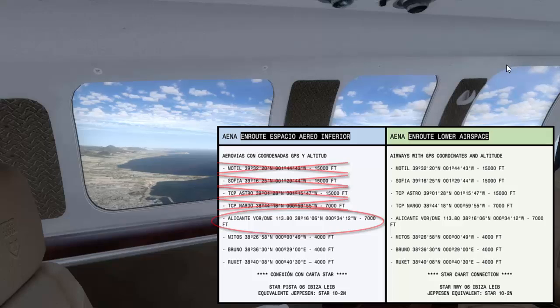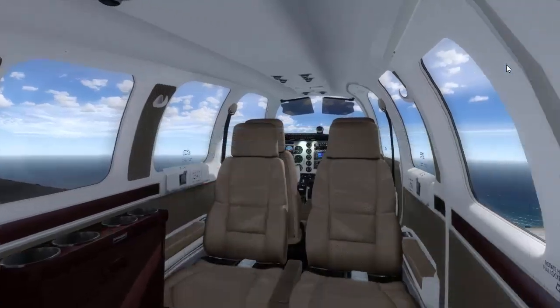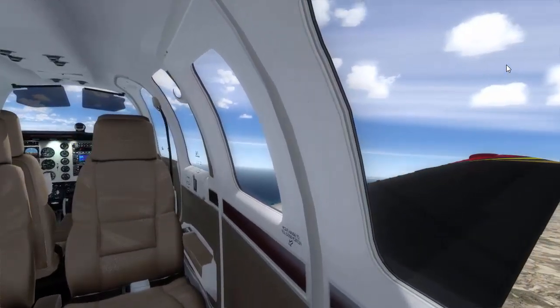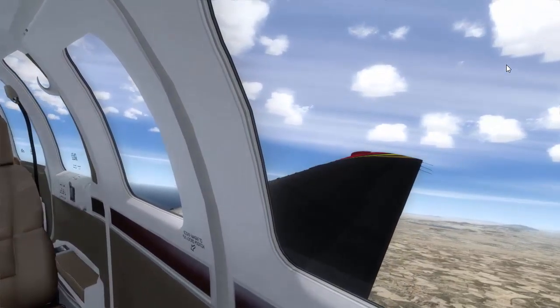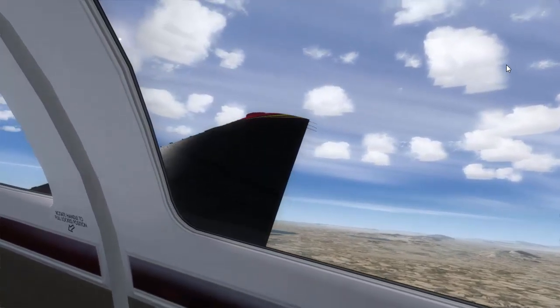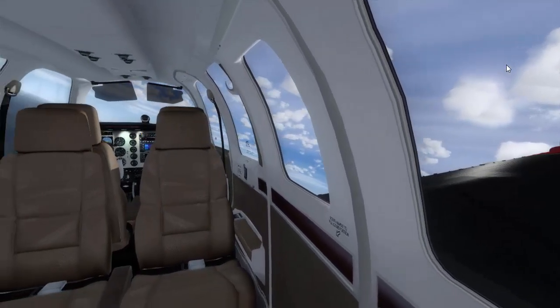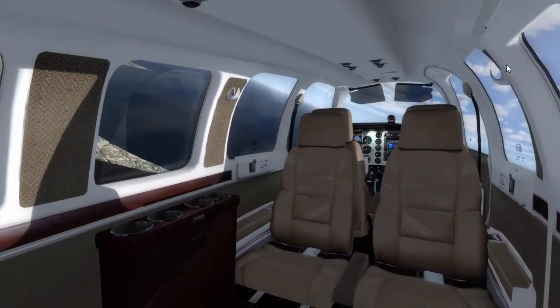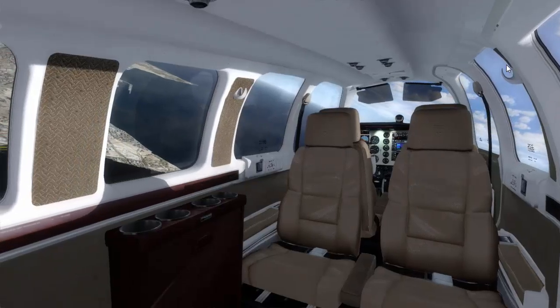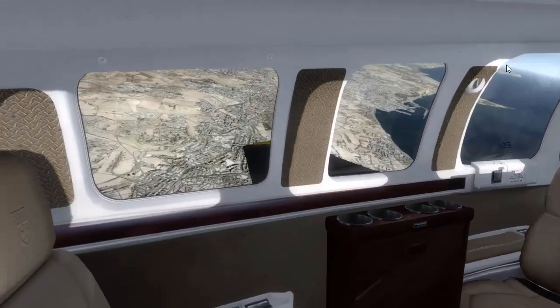Okay, we're reaching the Alicante VOR DME, as we said before. And right now, because we have reached that point, I wanted to show you from the rear seat the sight we can experience when we are reaching a different point in our flight plan, and when the aircraft is moving.